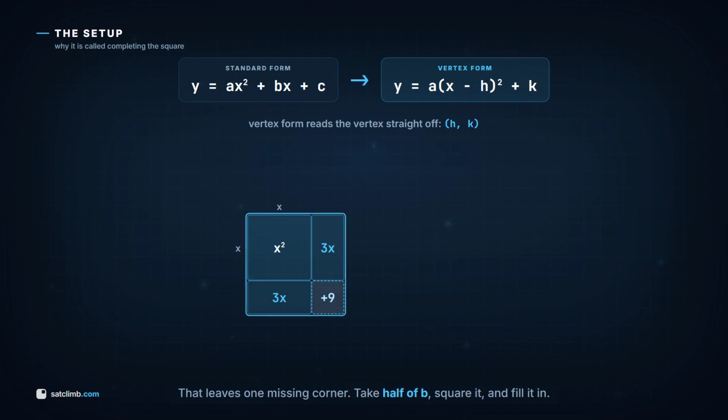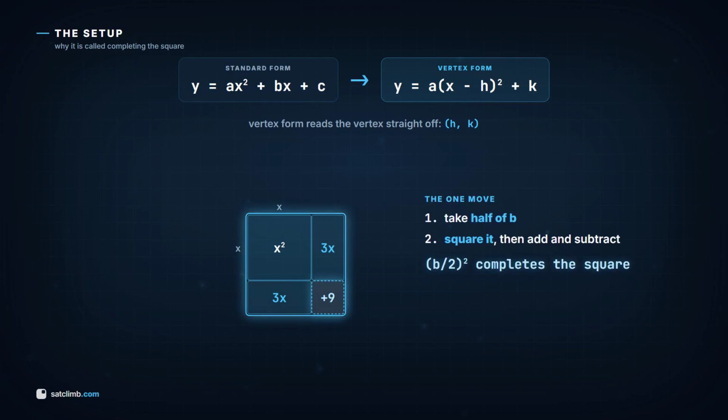So why do we call it completing the square? Picture x squared as an actual square, and the x term as a strip you split in half and wrap around two sides. That leaves one empty corner. To fill it, you take half of b and square it. Add that corner, and the expression becomes a perfect square. That is the entire method, no matter the numbers.